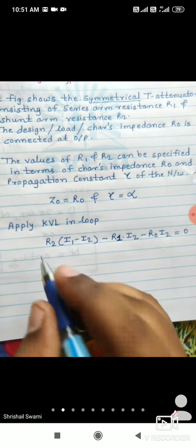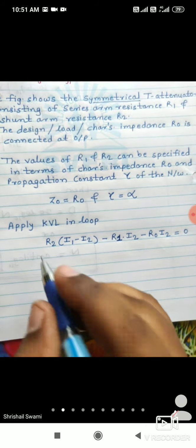So I1 divided by I2, what is that? I will write on the next page. I1 divided by I2 and R2, what to do? Take the left-hand side term and put it on the right-hand side. So it will give I1 divided by I2 is equal to R0 plus R1 plus R2 divided by R2.